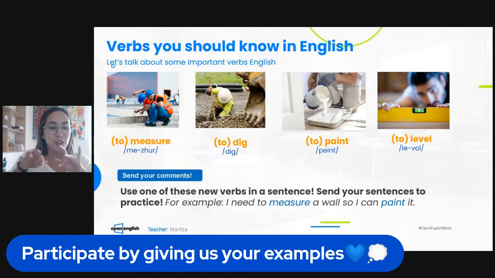So send your examples. Send an example using 1 or 2 or 3 or 4 of these verbs in English. Send a sentence here in the comments using these new verbs. For example, I need to measure the wall so I can paint it. Carlos Pino, I need to dig a hole. Excellent. Very good.